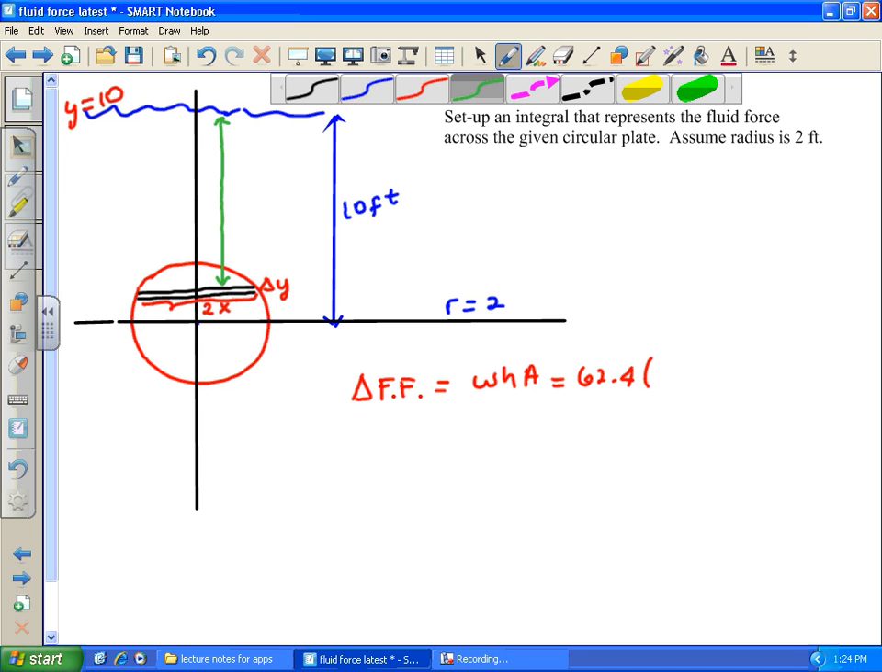Would everybody agree with Joshua, 10 minus y? Because the distance from here to here would have been y. The whole thing is 10, so the difference is 10 minus y. So that is the depth for that one rectangle. And then 2x is going to be 2 times the square root. The equation of the circle is x squared plus y squared equals what? What was the radius of the circle? 2 units, so this point is 2. So x squared plus y squared equals 4, because 2 squared is 4. Solve for x from there, and you're going to have the square root of 4 minus y squared, and the thickness is delta y.